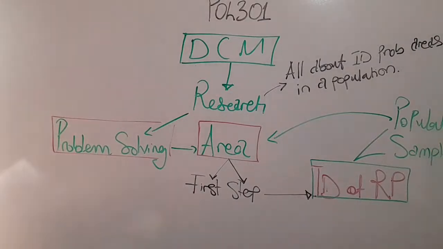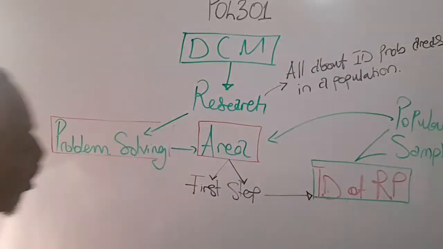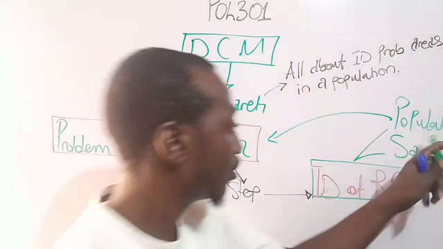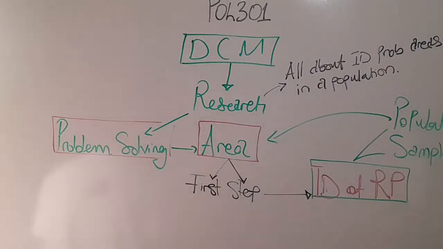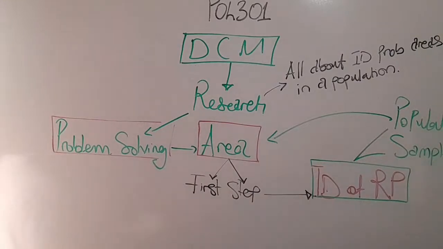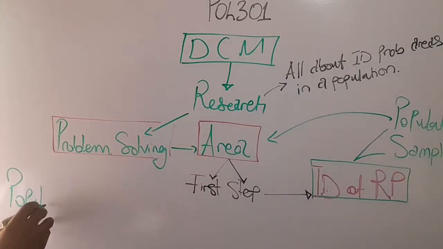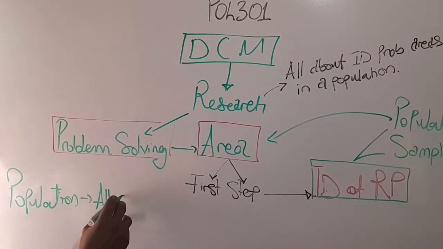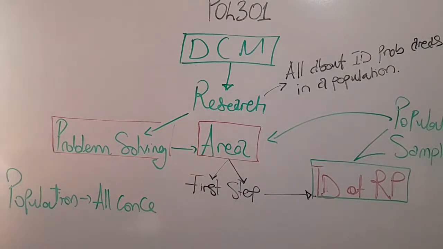So speaking of the population, speaking of the sample, identification of the research problem, speaking of your area, everything revolves around your population. Now, population refers to all conceivable elements. All conceivable elements. All, without leaving anything. Anything you can consider. All what?